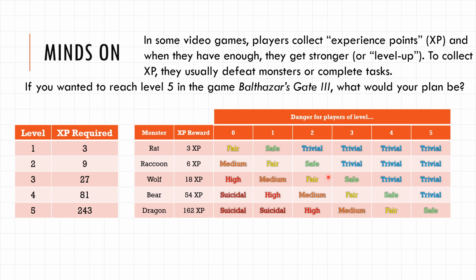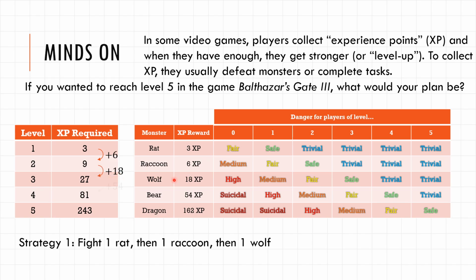One common strategy would be to recognize that, hey, if I need 3 experience points to get to level 1, I could just fight a rat. And then if I need 6 more to get to level 2, I could fight a raccoon. And if I need 18 more to get to level 3, I'll kill a wolf. And then a bear, and then a dragon. And doing so would just be fair fights all the way down. Exactly the same as we did in Balthazar's Gate 2.